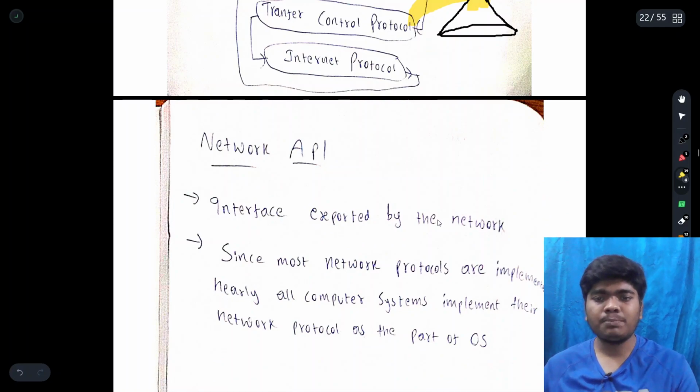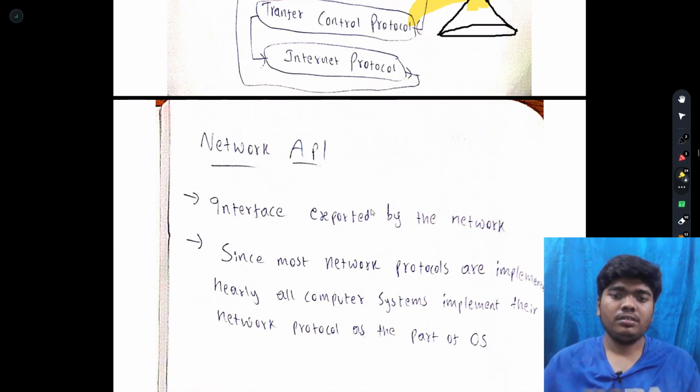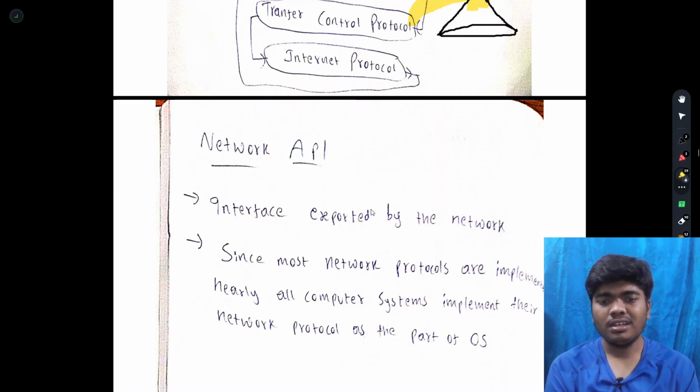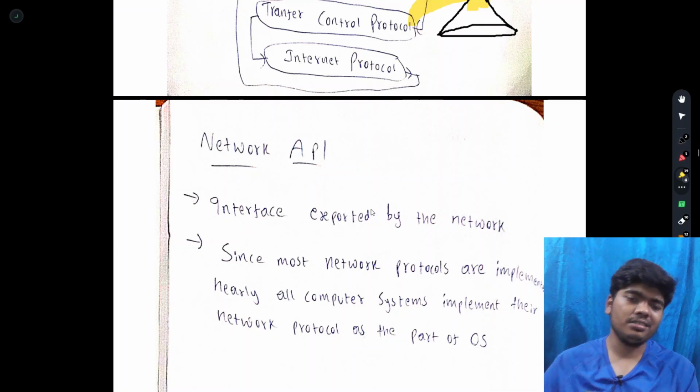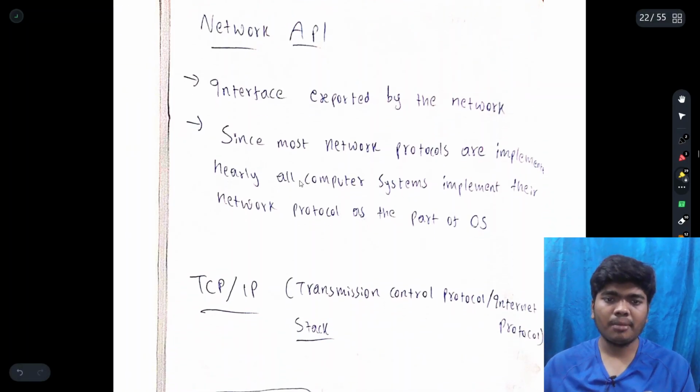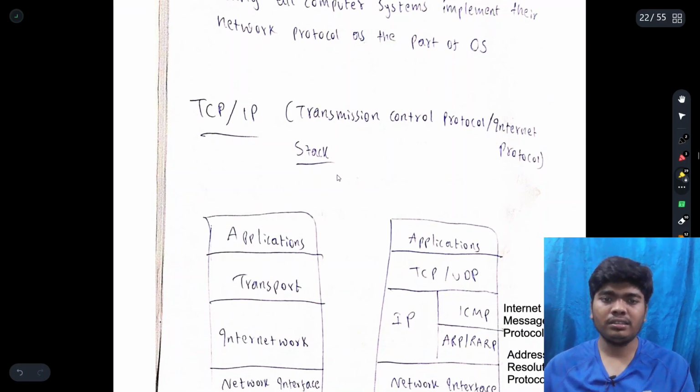Then the network application interface. This interface is exported by the network. Since most network protocols are implemented in nearly all computer systems, they implement their network protocol as a part of the OS. So basically, to transfer data between two systems with the help of internet, it requires some prerequisites, and they are all a part of the operating system. So the protocols are transmission control protocol and internet protocol.